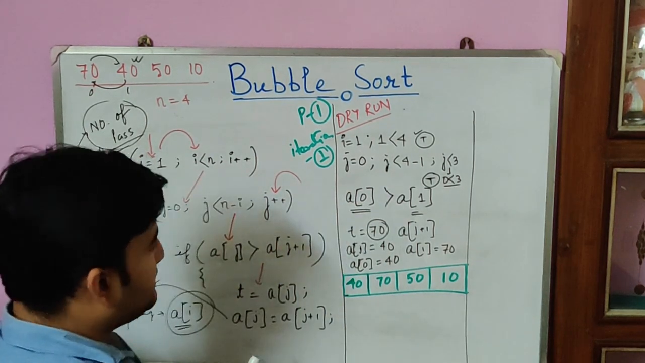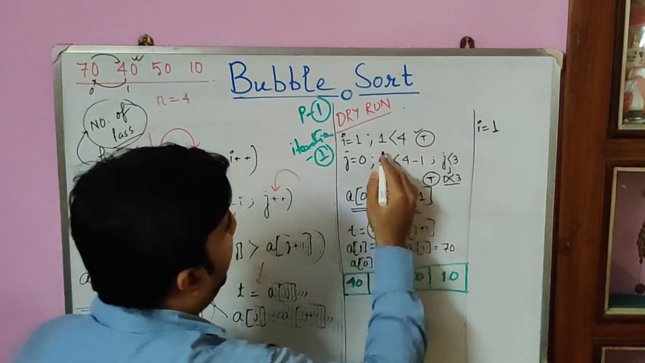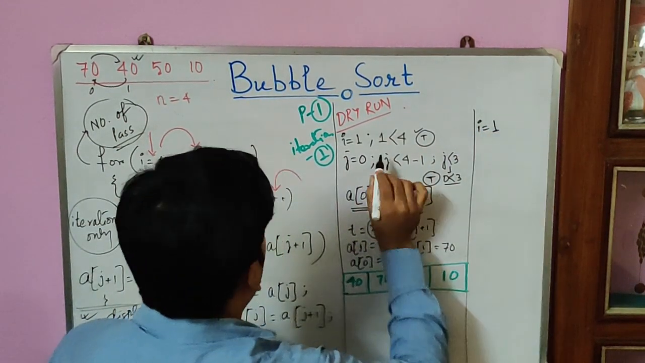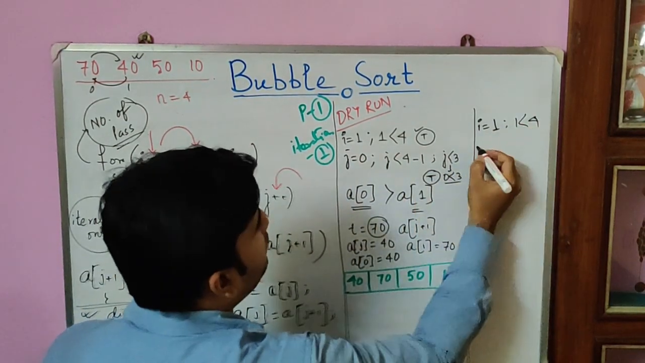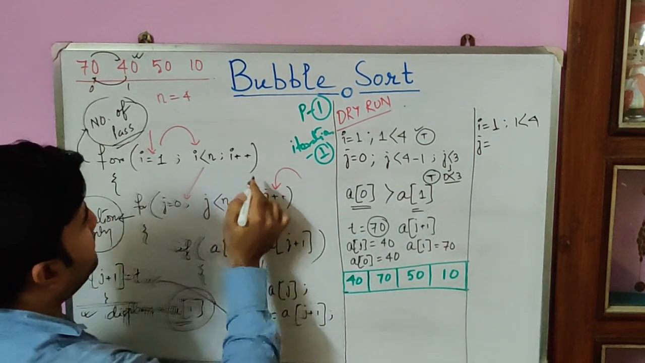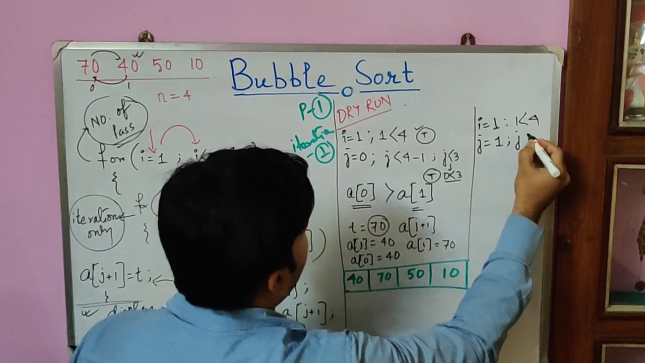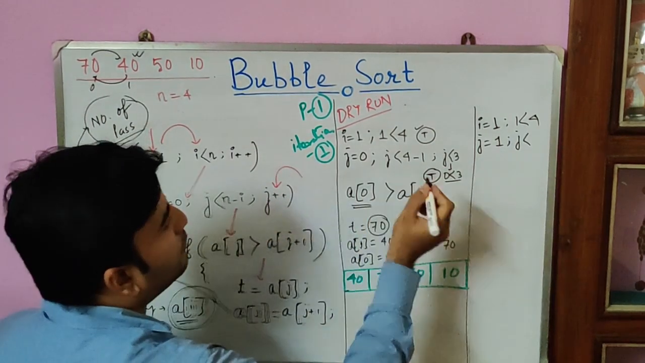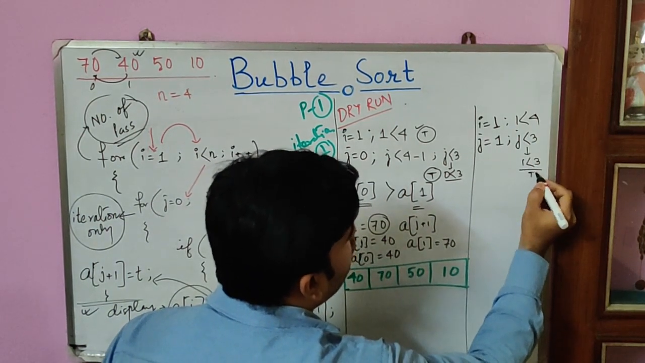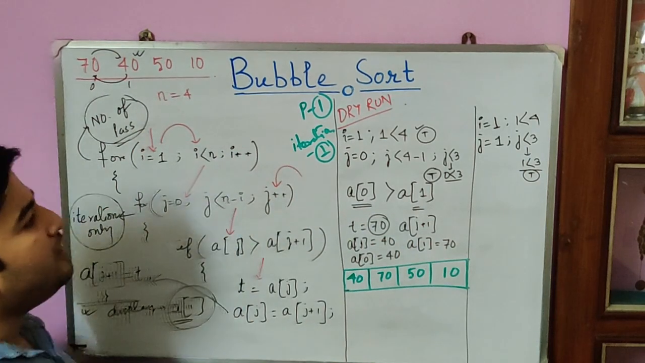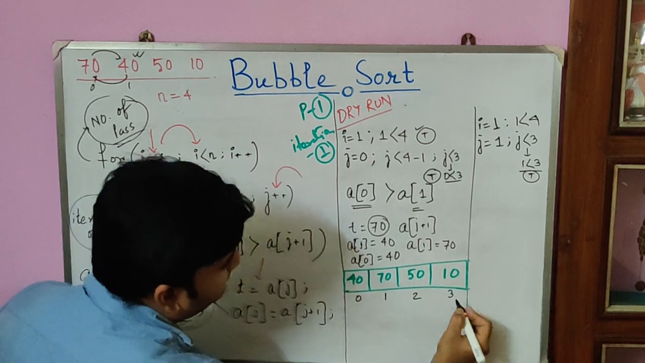So that means the i value is 1, no problem with that, it is the same thing. So we will go for j. J is incremented by 1, so j value is right now 1. So j is less than 4 minus 1, that is 3, so 1 is less than 3, that is true. If true, again we go back to the iteration.